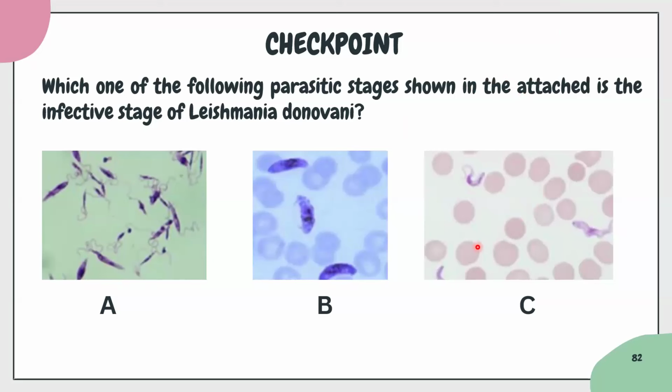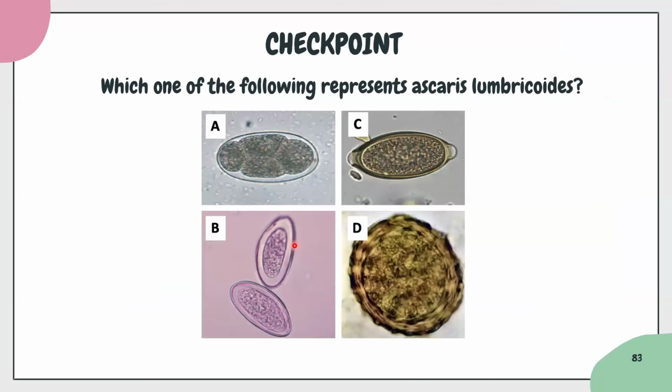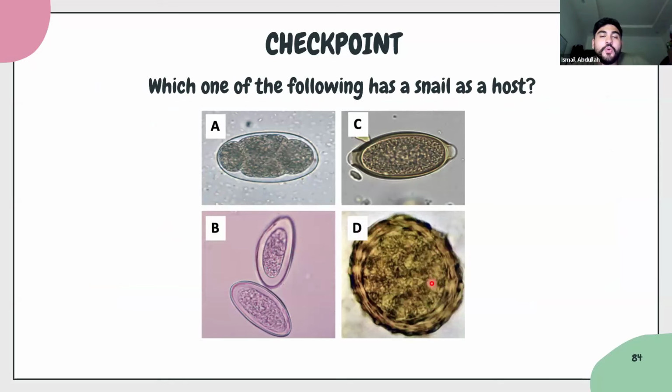Okay. Nice. So, is it clear for you guys? Well, we need to go back. B is what? B is the gametocytes of P. falciparum. Okay, thank you. All right. Which one of the following represents Ascaris lumbricoides? Our friend did the job. It's D.